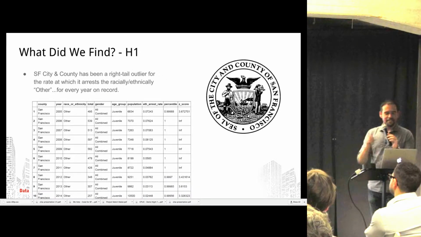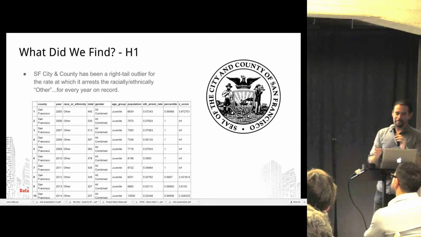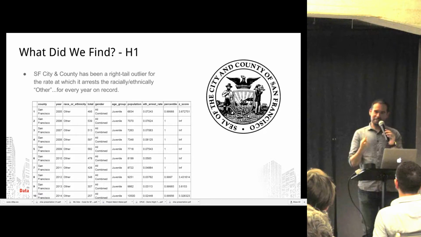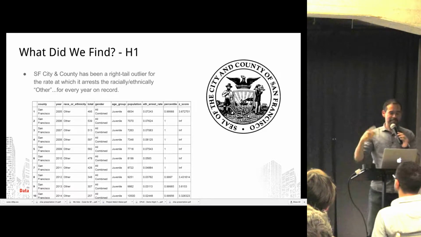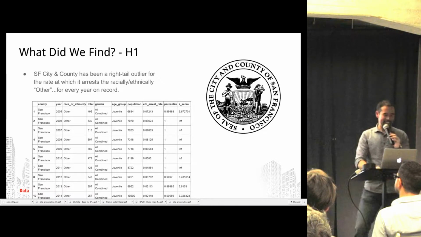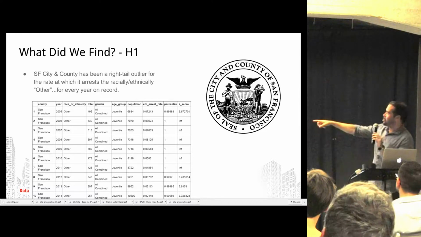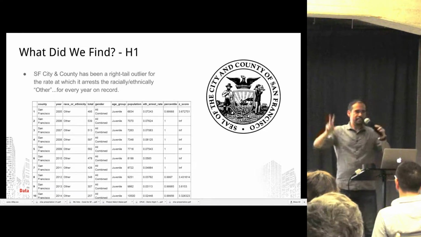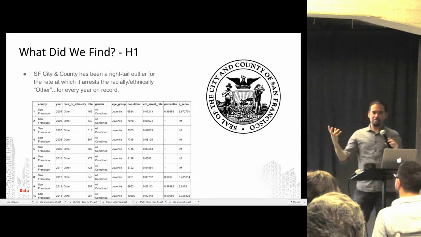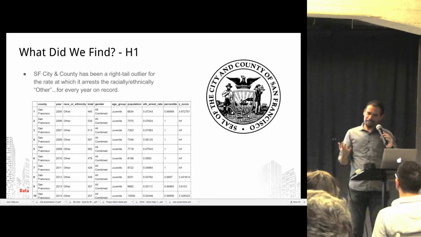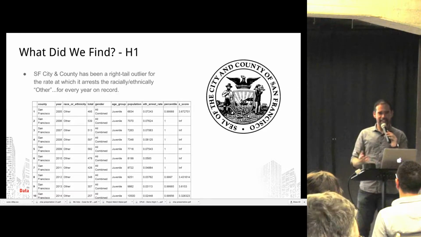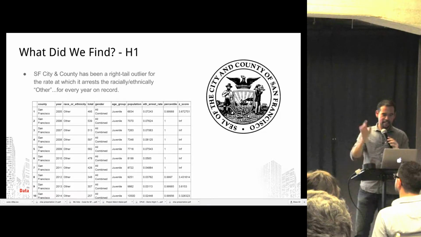San Francisco, this was a really, really interesting one because when I first saw this, I was like, oh wow, I gotta take this to the Chronicle, right? But you'll see why that was really stupid. Anyways, so it was the right-tail outlier for the rate at which it arrests the racially or ethnically other for every year on record. So I was like, why would this be happening in such a cosmopolitan city?